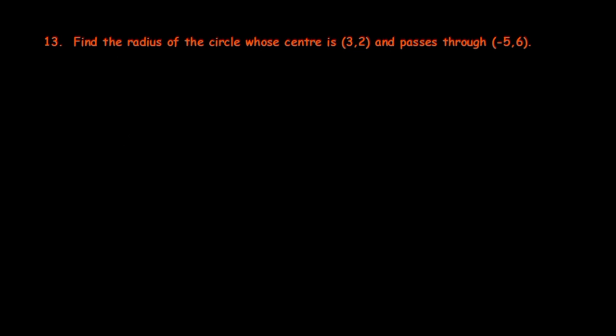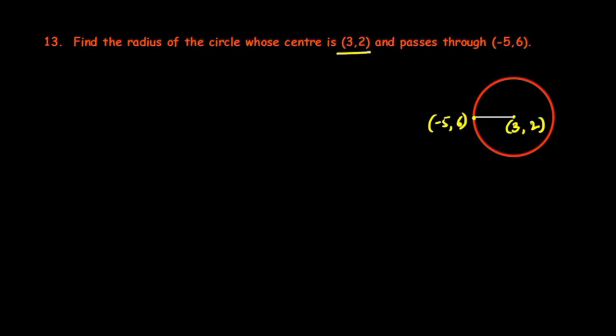So the most important model of this question, the next problem is: find the radius of the circle whose center is (3, 2) and passes through (-5, 6). So first we should take a circle to understand this problem. Now look here, we have a circle and a radius. They gave the center (3, 2) and a point on the circle, which is (-5, 6). So we should find the length of the radius. What is the length of the radius here?